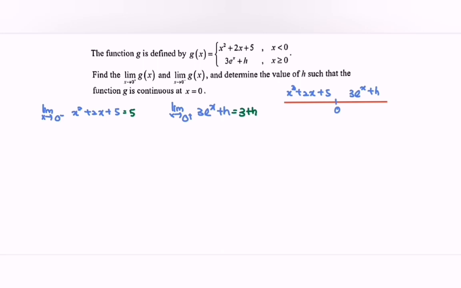So when they mention x equals 0 is continuous, it means that the limit when x approaching 0 from the left, where we have the function g(x), is equal to the limit when x approaching 0 from the right for the function g(x). They are the same because it is continuous. So we have 5 equals 3 plus h. So h is equal to 2.